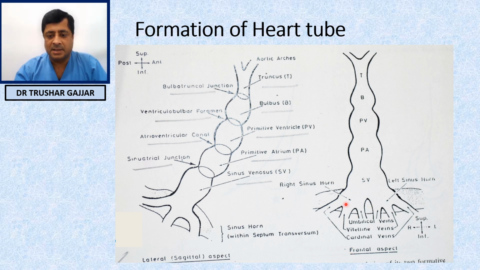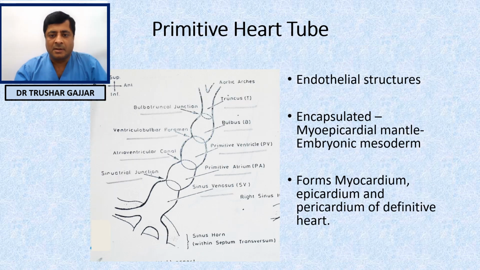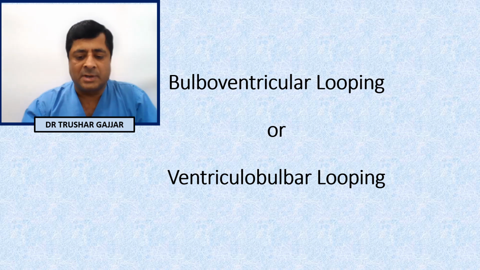So sinus venosus has two horns. This endothelial tube is covered by myocardial epicardial mantle in the embryonic mesoderm, which in future forms the myocardium, epicardium, and pericardium. So let us see the fate of the heart tube. The heart tube goes into the looping.